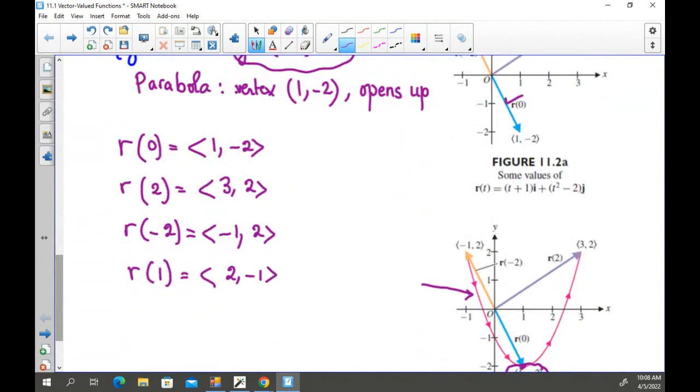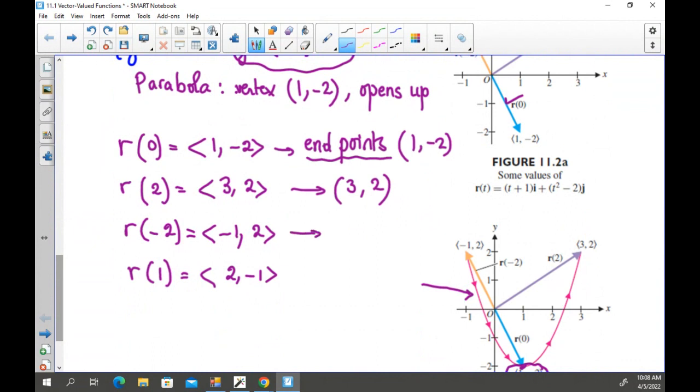minus 1. So the endpoints, the point 1 minus 2. The endpoint is the point at the end of the vector, basically. The points at the end of the vector, these are what we call the endpoints. So 1 minus 2, 3 2. This one will be minus 1, 2. This one is the point 2 minus 1.